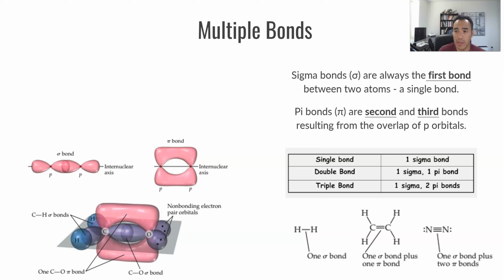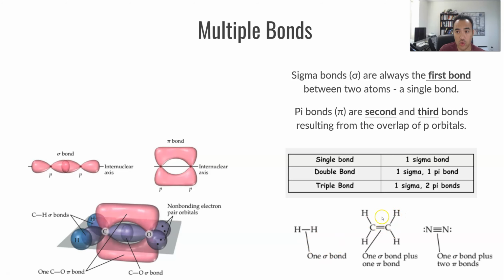Now, let's talk about how we're going to define these using quantum. Sigma bonds are basically a way to show the first bond between two atoms. The best way I like to think of them is that they are single bonds. So sigma, single. Pi bonds are generally the second or third bonds, and generally they are overlapping of p orbitals. A single bond has 1 sigma, a double bond has 1 sigma and 1 pi, and a triple bond is always going to have 1 sigma and 2 pi bonds. Let's take a look at this example right here. Hydrogen has a single bond, so it's going to have 1 sigma.